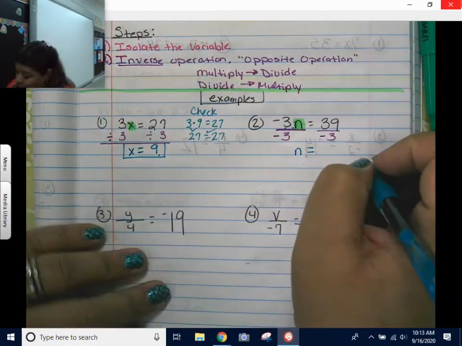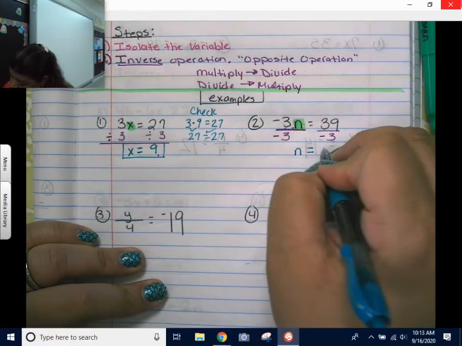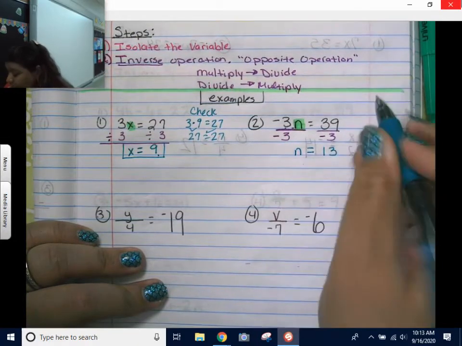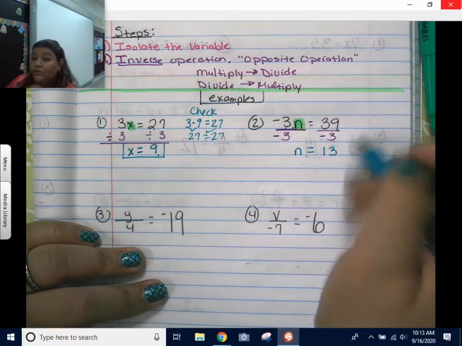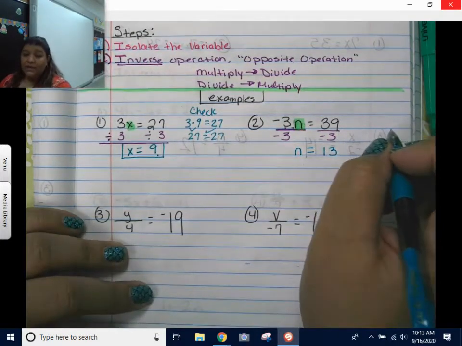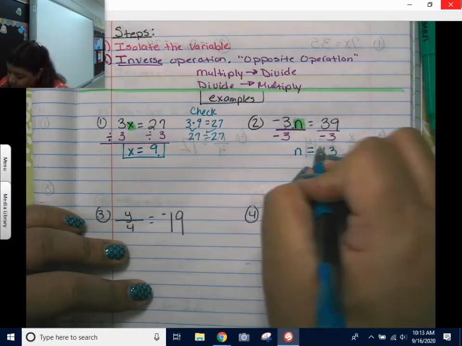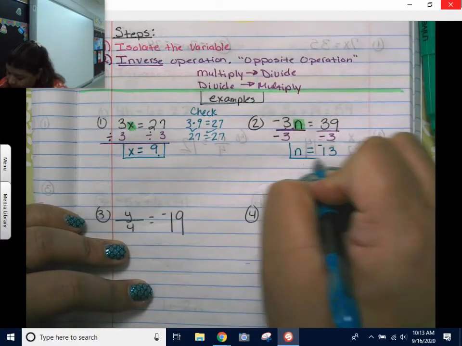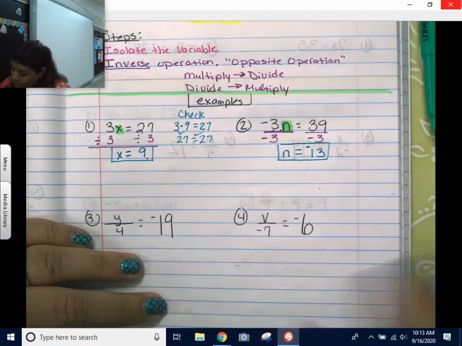39 divided by -3. Well, I'm going to divide like they were normal. So 39 divided by 3 is 13. But now look at the signs. This is a positive and a negative. And if you remember integer rules, our positive and negative rules, they told you that if you're multiplying or dividing unlike signs, or the signs are different, your answer is always going to be negative. Just like that.